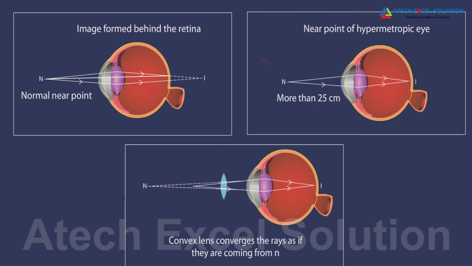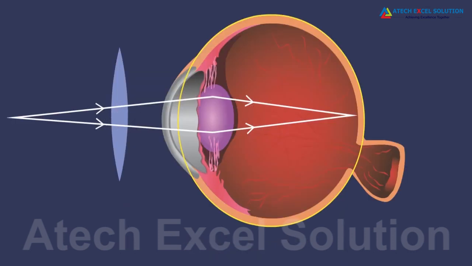Thus, the near point of the eye is not at 25 centimeters, but it shifts to N' at a distance greater than 25 centimeters from the eyes. A hypermetropic eye is corrected by using a convex lens of suitable focal length.